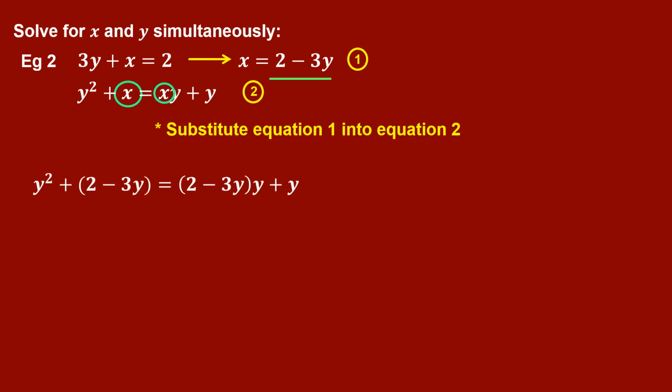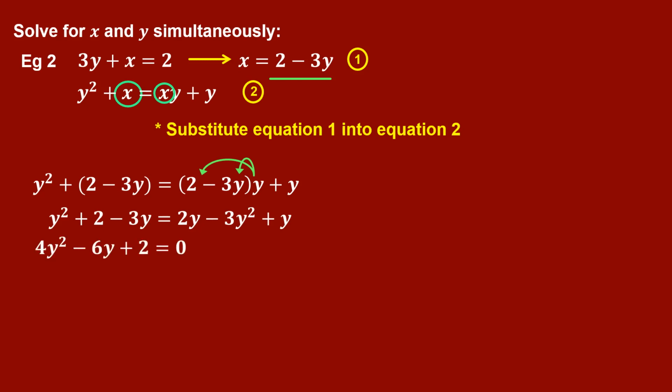And we end up with y squared plus 2 minus 3y is equal to, in brackets, 2 minus 3y times y plus y. I just need to multiply this y into the brackets on the right-hand side. And we end up with y squared plus 2 minus 3y is equal to 2y minus 3y squared plus y. You need to get your trinomial and make your equation equal to 0. We end up with 4y squared minus 6y plus 2 is equal to 0.